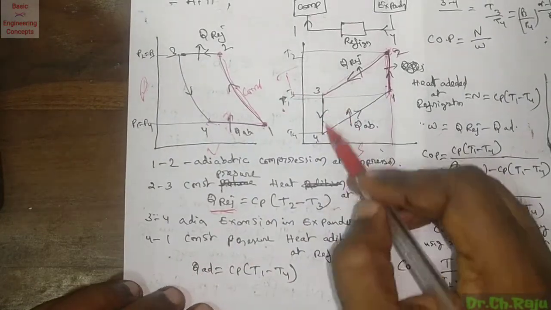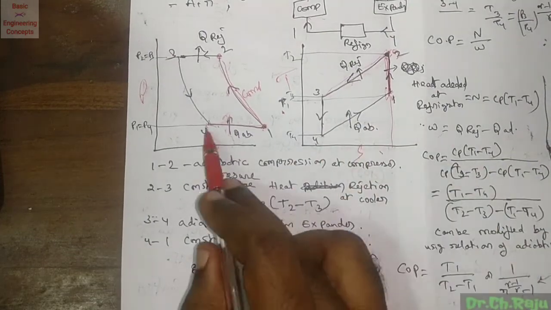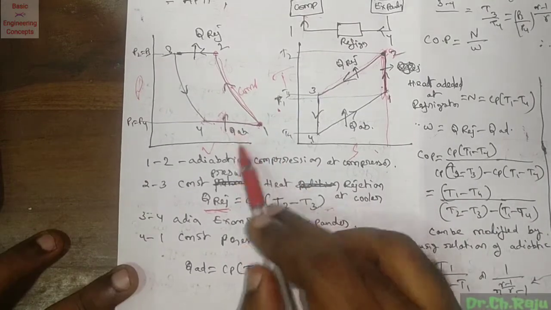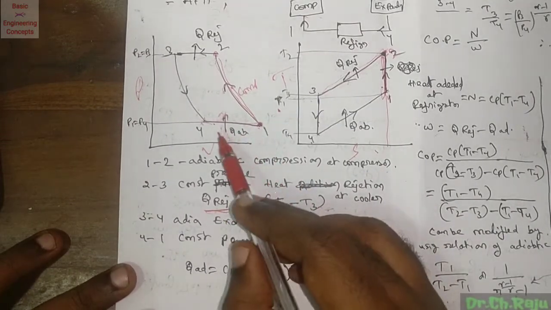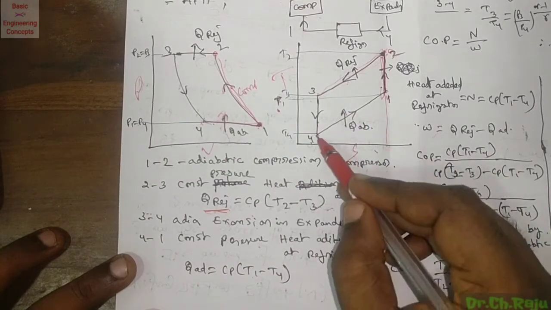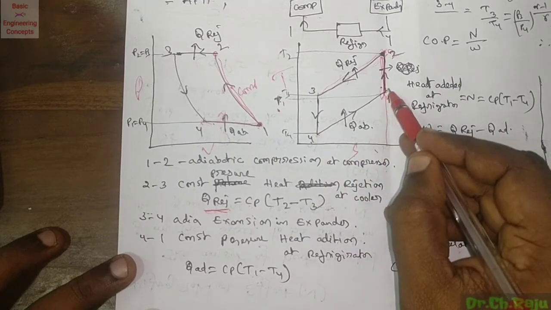So here the temperature drastically falls. So 4 to 1 is a constant pressure process. Here heat is absorbed from the refrigerants, absorbed from the products to be cooled. So that is heat absorbed. Once again, as the heat is absorbed, the temperature is raised, that is, it warms up to the chilled air.